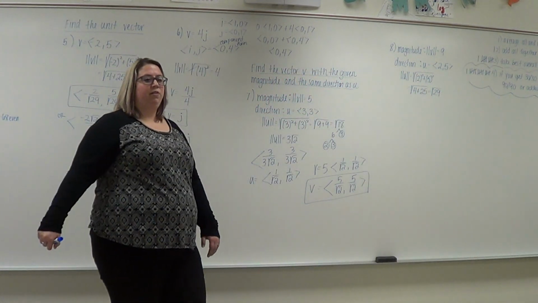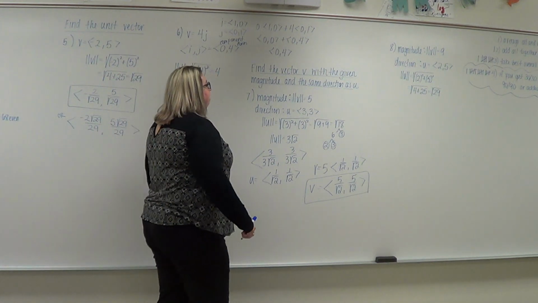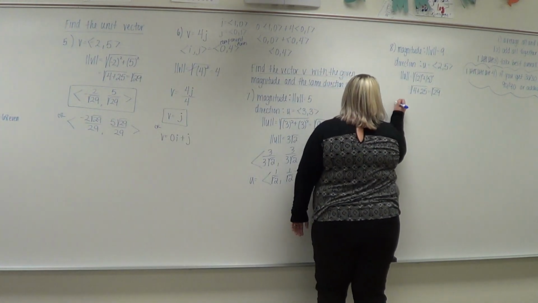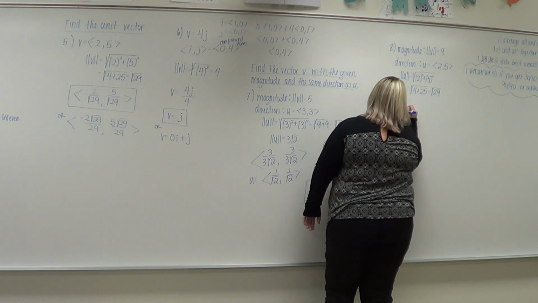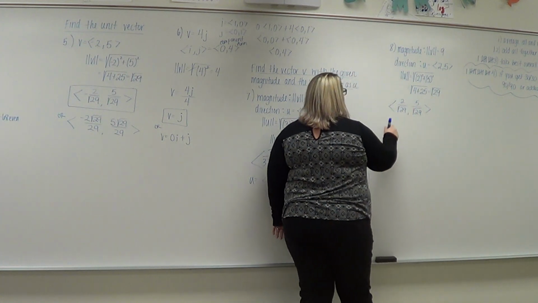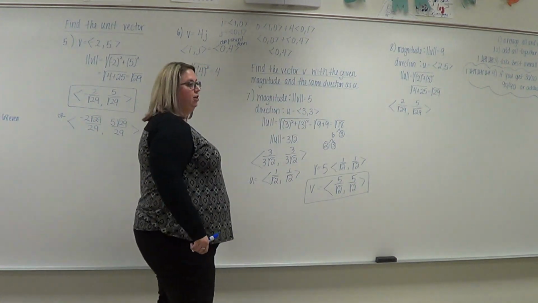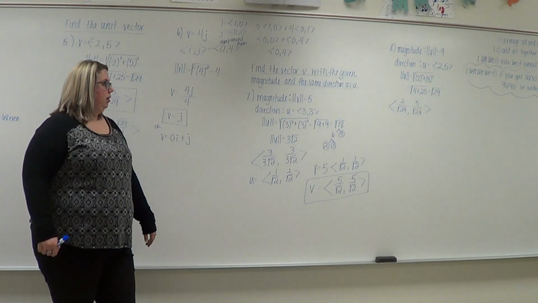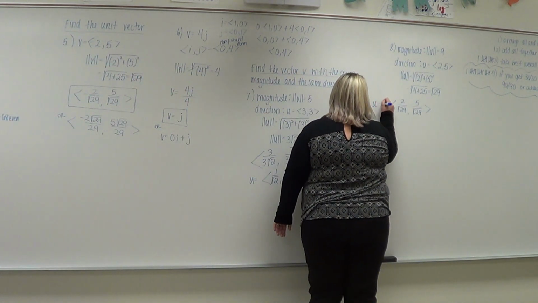Then what would I do if I want to find my unit vector? 2 divided by square root of 29, and 5 divided by square root of 29. Okay, can you simplify that? Can I simplify these fractions? No. If you want to rationalize them, you can. You do not have to. Okay? So this is u, my unit vector for u.